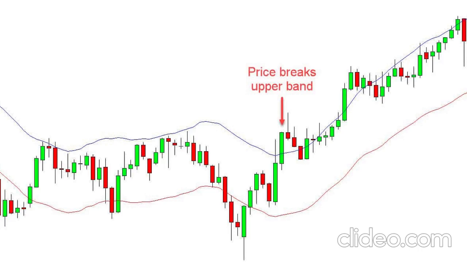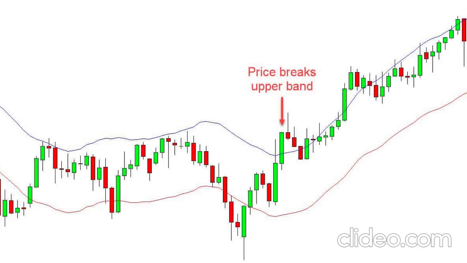Central moving average, MA. This can be either a simple moving average, SMA, or an exponential moving average, EMA, and forms the center line of the indicator. Upper band, calculated by adding a set percentage deviation to the moving average. Lower band, calculated by subtracting the same percentage deviation from the moving average.